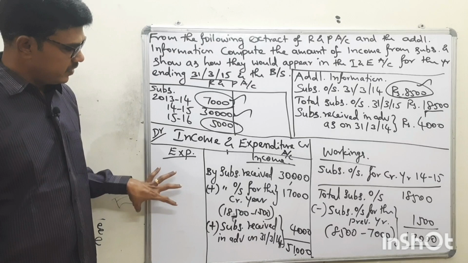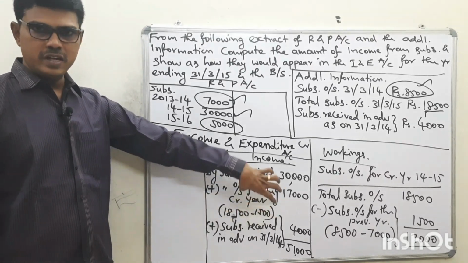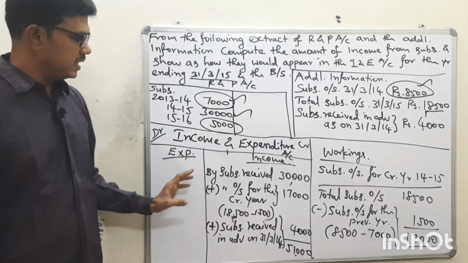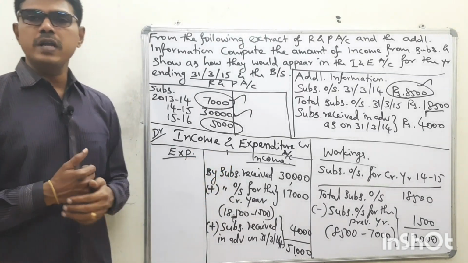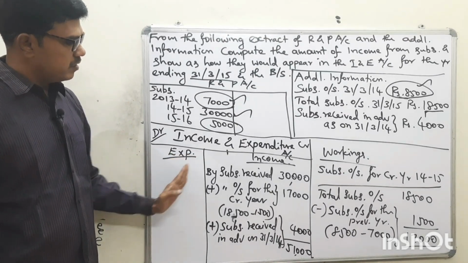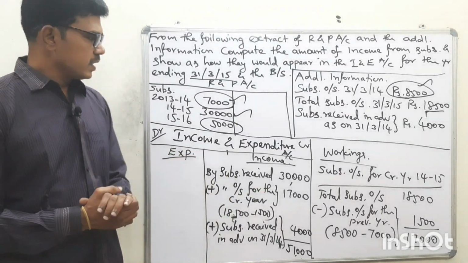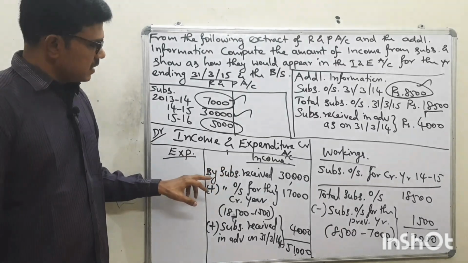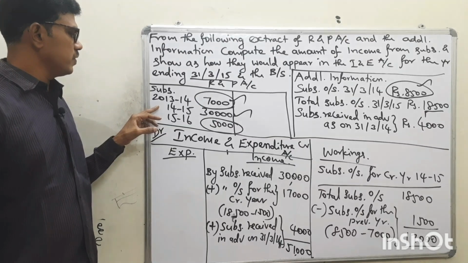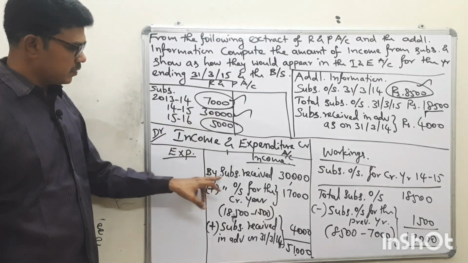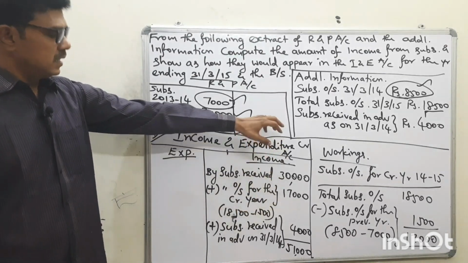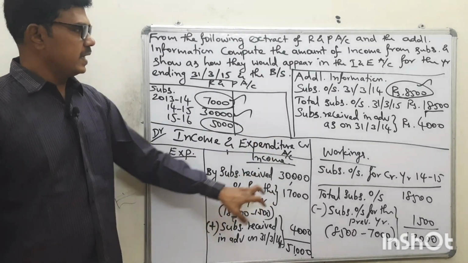For our convenience, I have taken more space, right? Only we are going to write all the particulars in the income side. So I have taken more space, right? Anyhow, when you prepare in the exam, you should divide the page into equal space, debit and credit, right? In the credit side, what is the subscription received during the year? 14-15, 30,000 rupees. Subscription received during the year, 30,000, right? Then outstanding subscription for the current year.